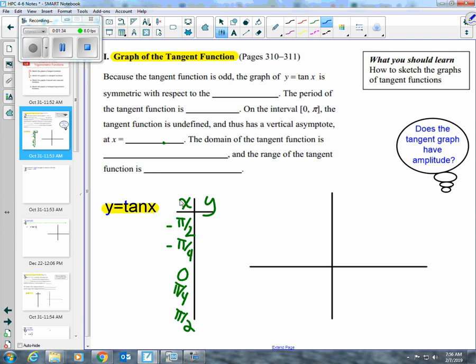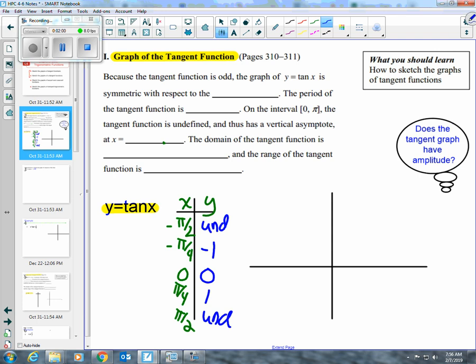So let's do the 0 first because that might be easier for your calculating. When you do tangent of 0, horizontal, that would be 0. Tangent at pi over 4 is 1. Tangent at pi over 2, undefined. Then we go in the negative direction. Negative pi over 4 would just put you in quadrant 4, so tangent is negative 1, negative 45 degrees. And then at negative pi over 2, that's the same as 270. That would also be undefined.